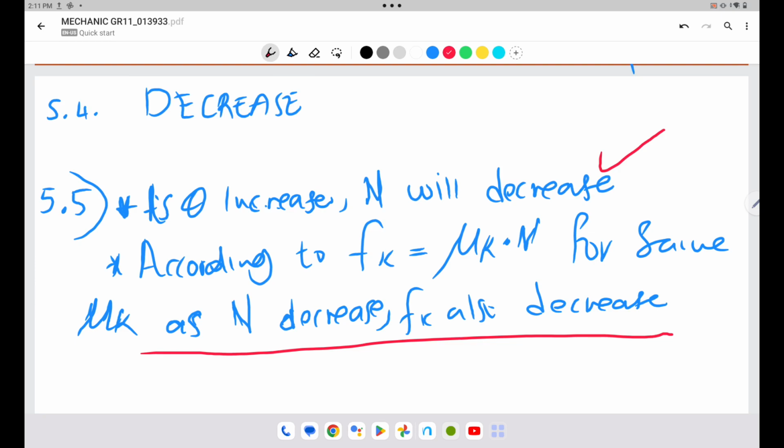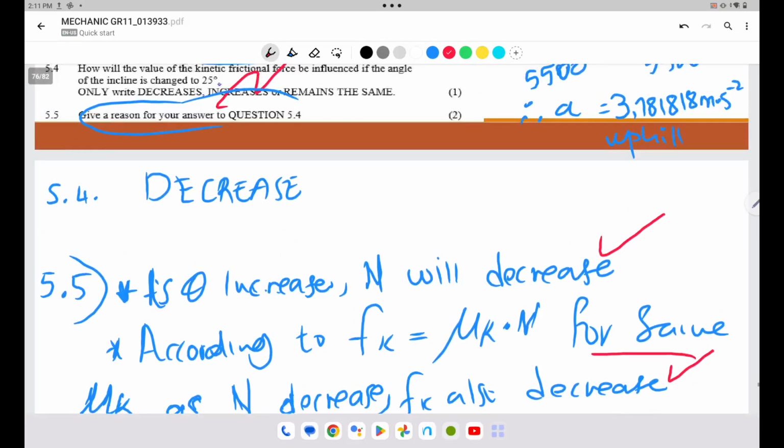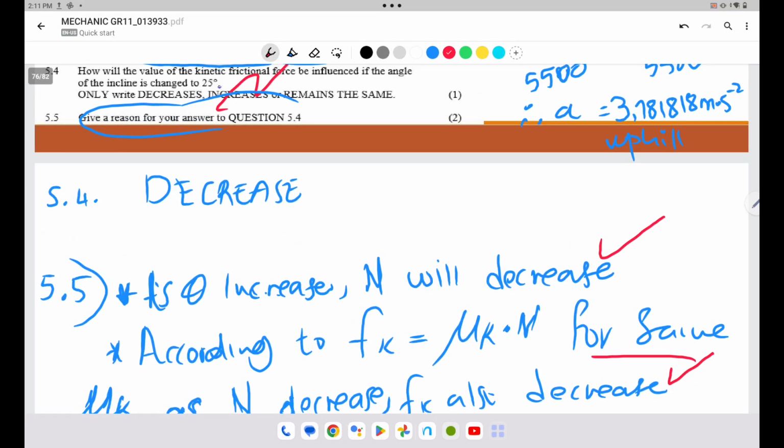According to some examiners, make the final statement 2 marks. Some say for mentioning that the mu k remains constant, you get a mark. But according to this examination, you get a mark for this whole statement. Okay, so just make sure that your points follow properly in order.